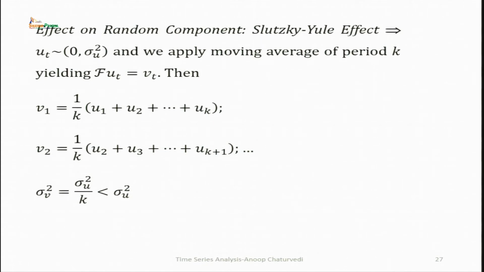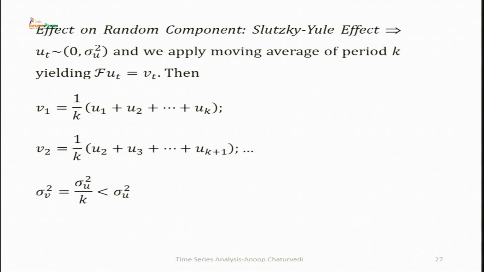This is also called the Slutsky-Yule effect. Again, we assume that u_t has mean 0 and variance sigma squared u, and we apply a moving average of period k. So, if we say V_t is obtained by taking the k period moving average of u_t, then V1 is the average of u1, u2, and so on up to uk. V2 is the average of u2, u3, up to u(k+1), and so on.